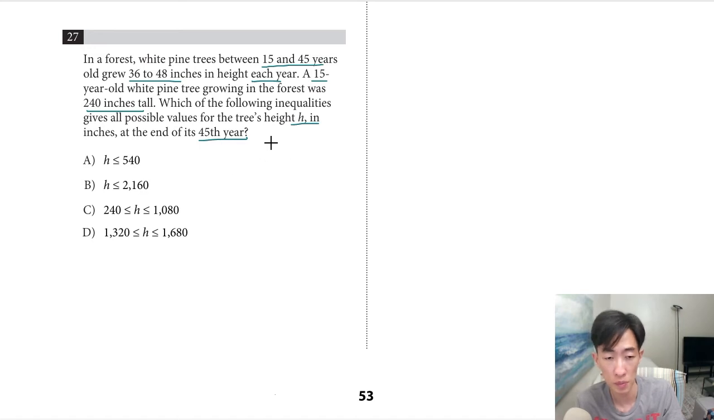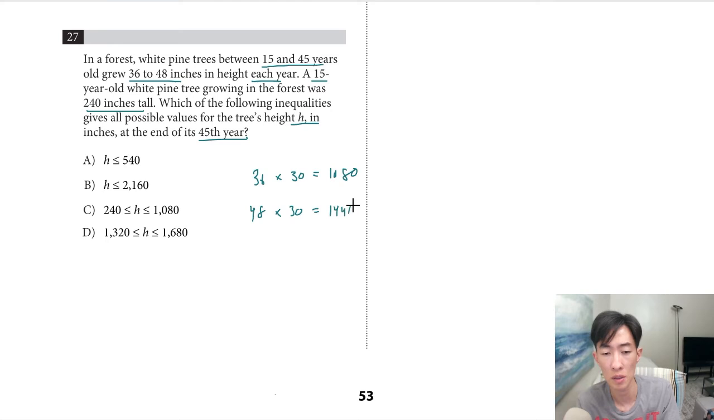So basically, it's growing for 38 years, or 30 years rather. In the first situation, let's say it's going to grow 36 inches. That's going to be over a period of 30 years. The second situation is if it's growing 48 inches over a period of 30 years. You multiply those out, and you're going to get 1080 and 1440.